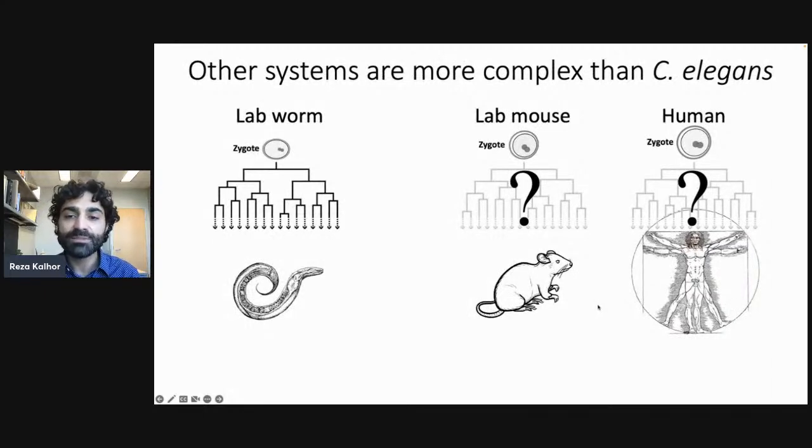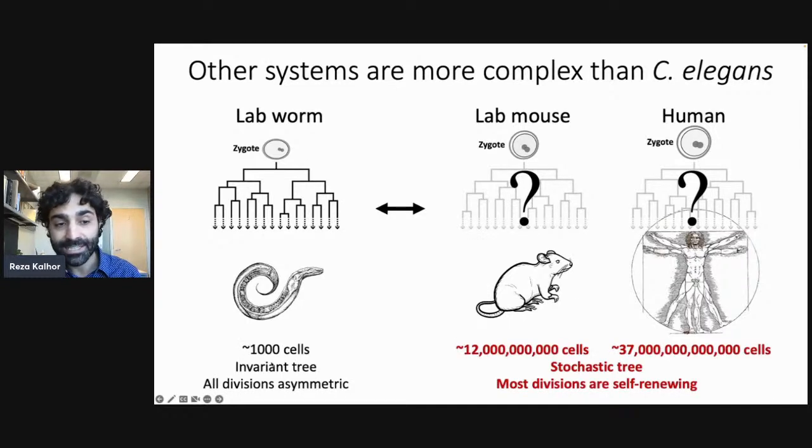But there's a huge difference between C. elegans and almost any other multicellular organism. For one, C. elegans has thousands of cells. Other organisms, mice and humans, for instance, tend to have billions or trillions of cells. C. elegans has invariant lineage. Multicellular organisms have a lot of stochasticity in their lineage. In C. elegans, all divisions are asymmetric, as I mentioned earlier. In most other organisms, there are more self-renewing, basically symmetric divisions than asymmetric divisions.